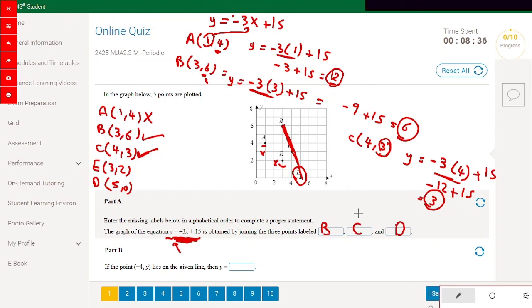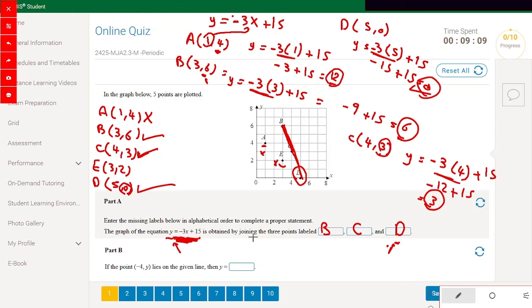Okay, if you want to validate if D is the point, let's have D. We have D here equal to 5 and 0. So y will be equal to minus 3 multiplied by 5 plus 15. So this one will be minus 15 plus 15 equal to 0. So 0 here is 0 here. So it's a right solution. So the answer here would be point B, point C, point D.